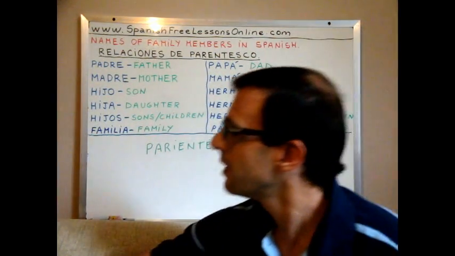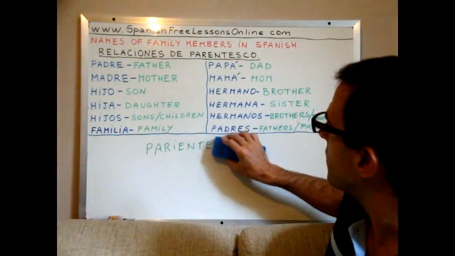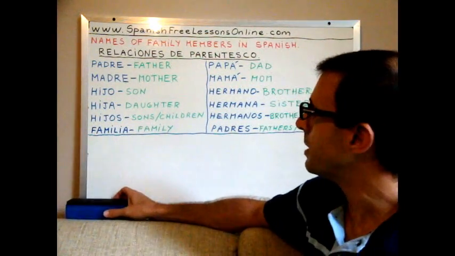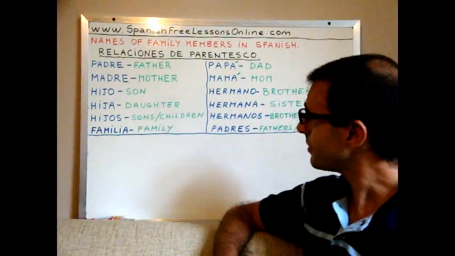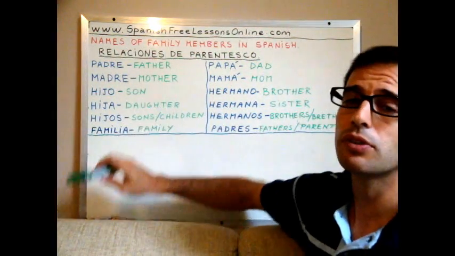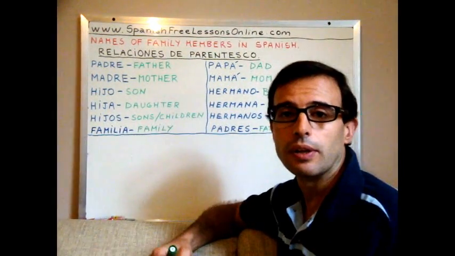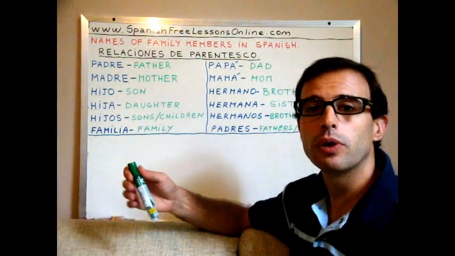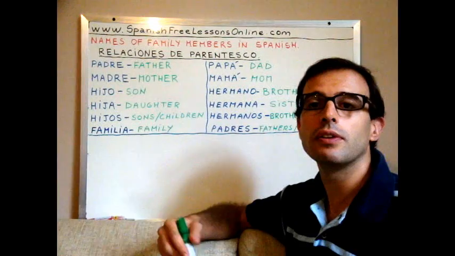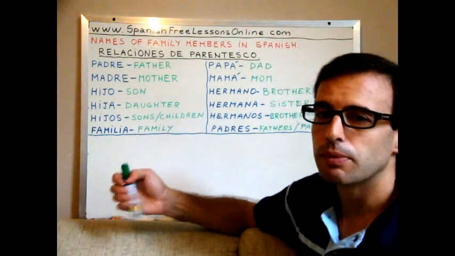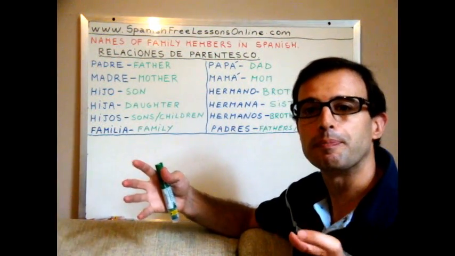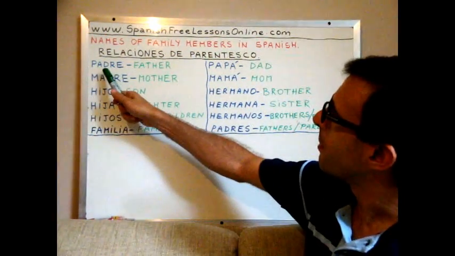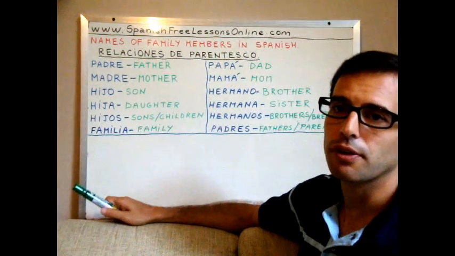So let's begin seeing and learning some of the words related to family members, right? And these are the most immediate ones, the ones that belong to our home, right? In this lesson we will not see grandparents, uncles, aunts. We'll just keep the circle smaller, okay? So let's see the first. Padre means father, padre.